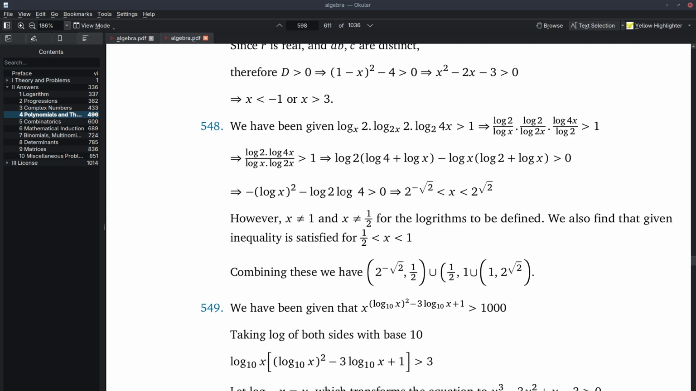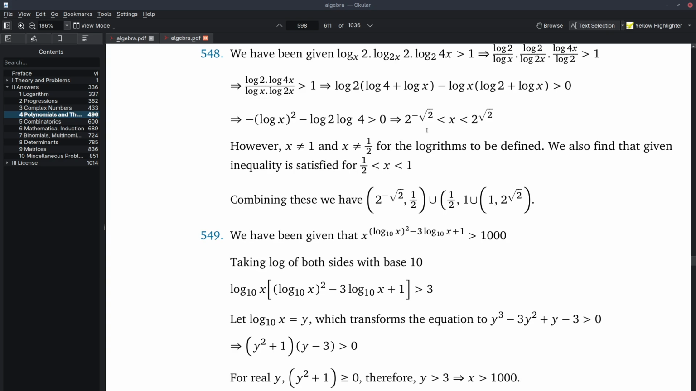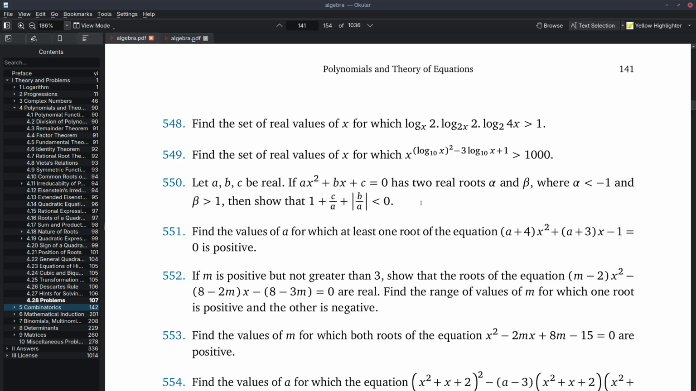Which implies that now if you take this, then x should be greater than 2 to the power minus square root of 2, or x should be less than 2 to the power square root of 2. But x cannot be equal to 1 and x is not equal to 1 by 2 for the logarithms to be defined. So the given inequality is satisfied for half less than x less than 1. So combining this, we find the final set of solutions. There is a missing parenthesis here.